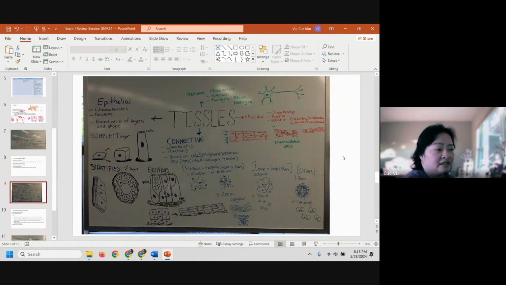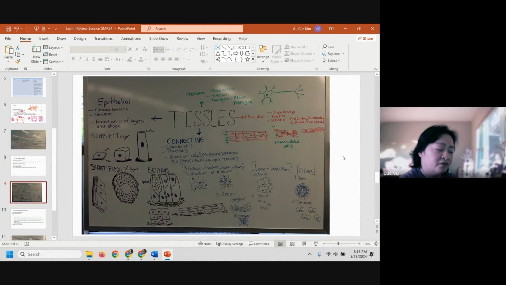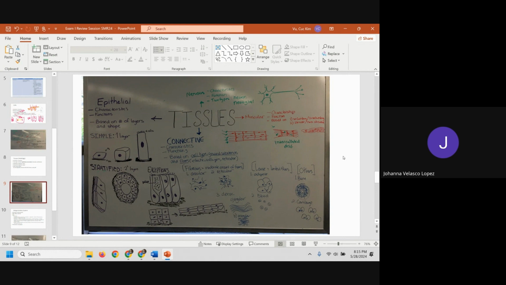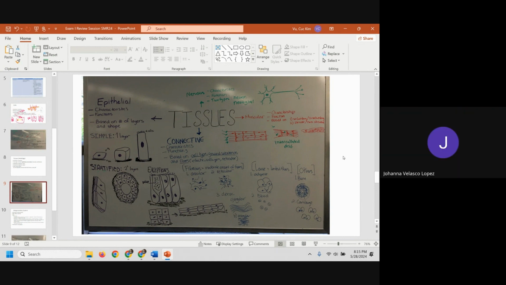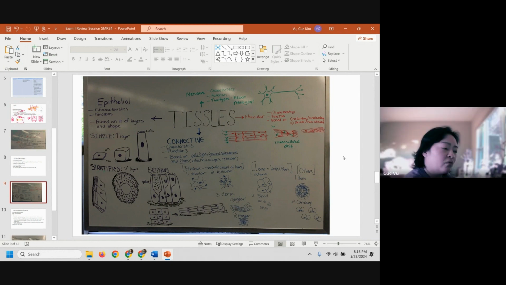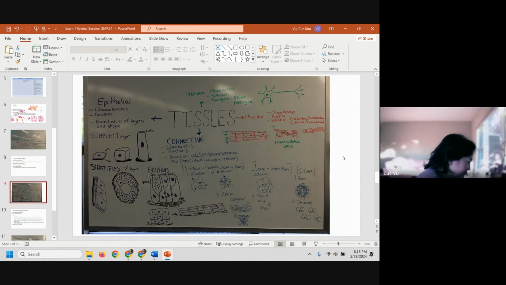Then how you classify and name epithelium is based on two things: the number of layers and shape. Okay, so let's do layers first. If you have just one layer, we call it what? Simple. If it has multiple layers, we call it stratified. Right. Now, in order to figure out what is what, you have to be able to tell what's the bottom and what's the top.